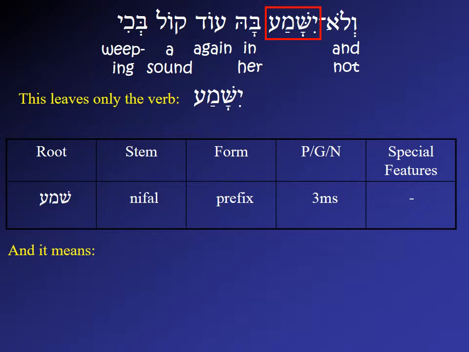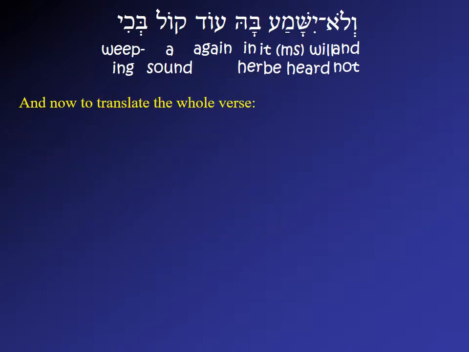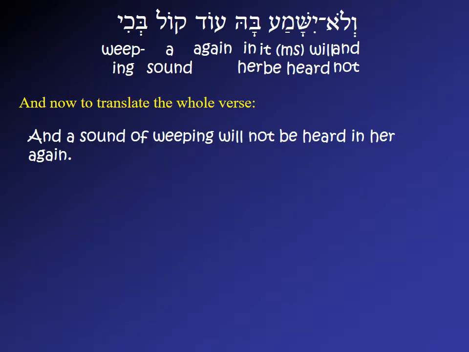So the meaning of shema in the Qal is to hear. So in the Nifal, to be heard. So then we would translate, and it will be heard, or he will be heard. So at this point we can translate our verse, and then we can talk a little more about the Nifal. So velo yishama ba od kol bechi: and a sound of weeping will not be heard in her again. Velo yishama, and it will not be heard in her again. And then the subject kol bechi, the sound of weeping.